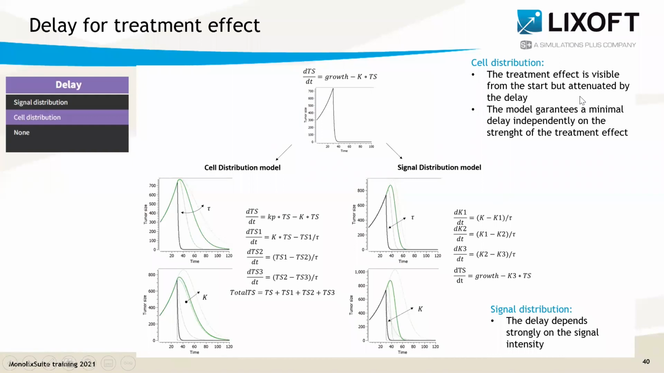The treatment effect for cell distribution is visible right from the start, but is attenuated by the delay, while for the signal distribution, the treatment effect starts after a delay. And for the signal distribution model, the delay actually depends strongly on the signal intensity. The drawback of this model is that the number of transit compartments is chosen arbitrarily, and it affects the shape of the tumor growth inhibition. But these models can, of course, be easily adapted to include more or less transit compartments if needed.